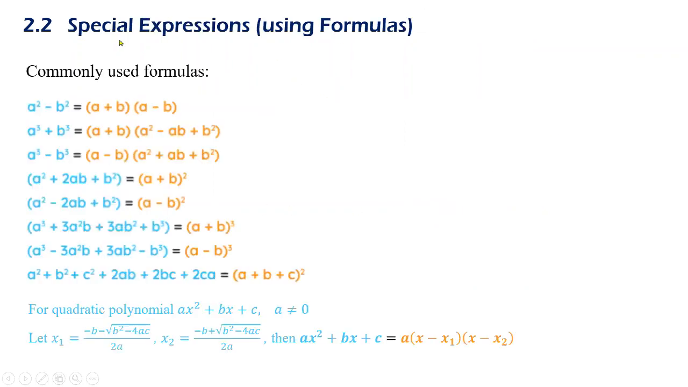Okay, next technique is called special expressions or using formulas. So please have a look at the following commonly used formulas and write them down in your notebook if you are still not familiar with them. So we can easily prove all of these by expanding the factored form into the expanded form. For example, if we expand everything here, you'll get a squared plus ab minus ab minus b squared. So this is exactly the left-hand side, right?